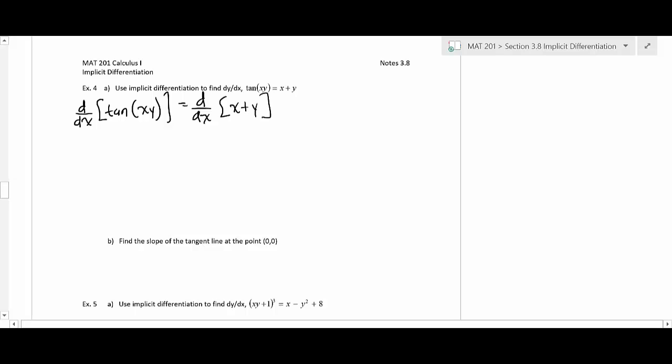Now you got to watch real carefully when you do this, because the chain rule, the chain rule is super important.